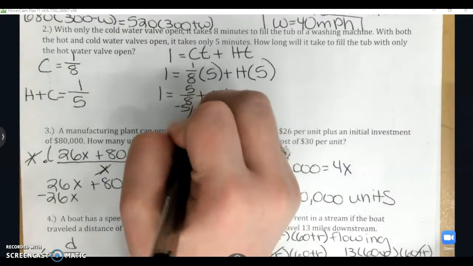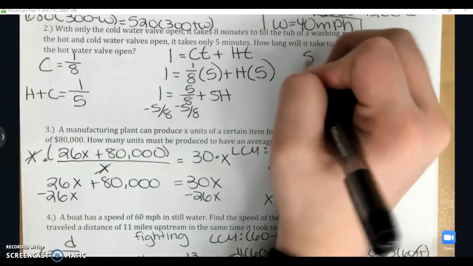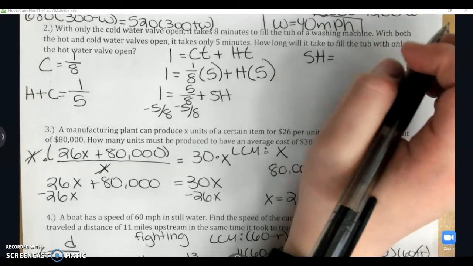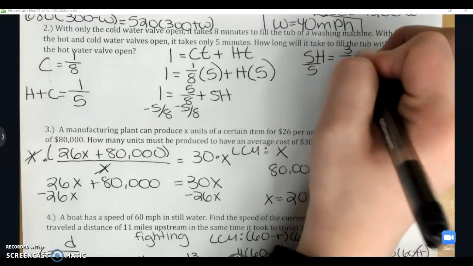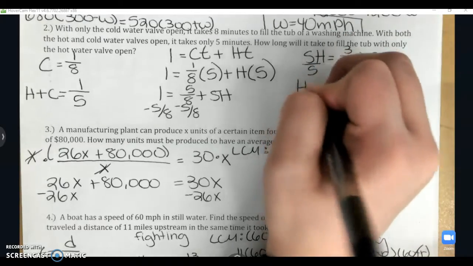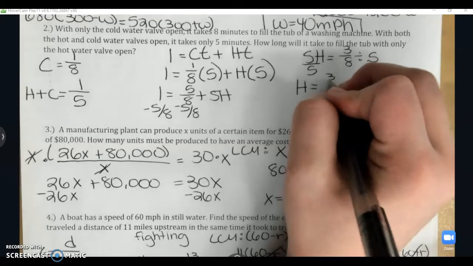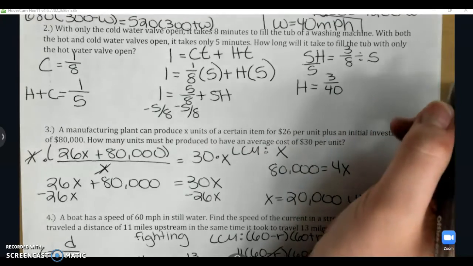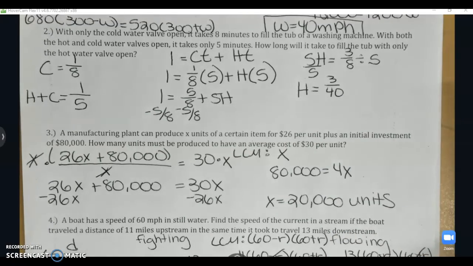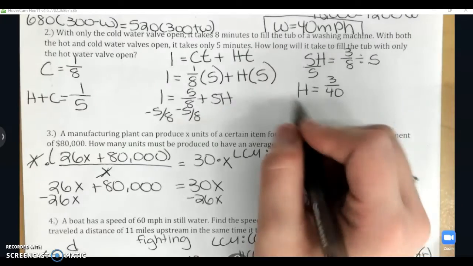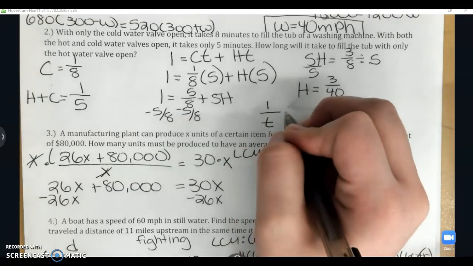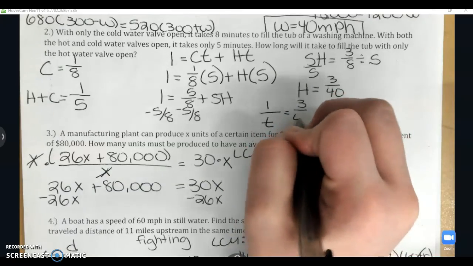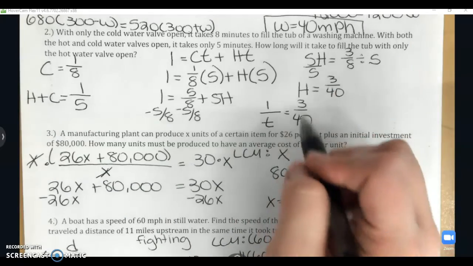If I subtract 5/8 on both sides, I get that 5h is equal to 3/8. So if I divide by 5 on both sides, I'm going to get that the speed of the hot water valve is 3/40. Now remember, speed is 1 tub over the amount of time that it's taking. So this speed is equal to 1 over the amount of time. So if I'm still looking for time, I'm going to need to take the inverse.